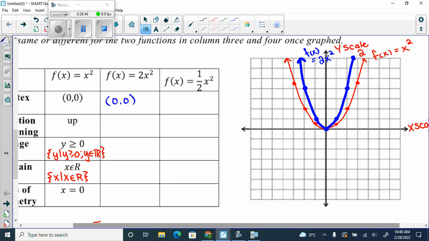Is it concave up or concave down? Yeah, it's still up. Did my range change? The graph starts at 0 and it goes upwards. So it's still y such that y is greater than or equal to 0, y in the reals.